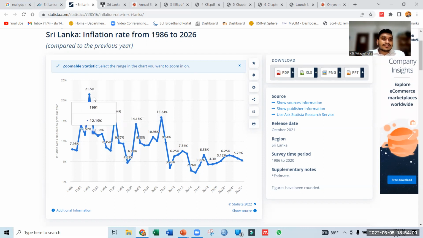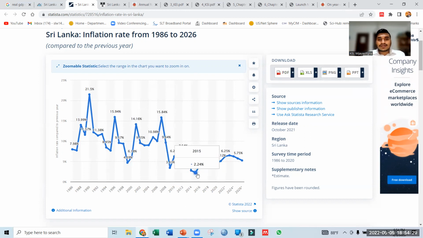So you see there are certain years that there have been high inflation, especially in 1990, and then you see there have been a drop. Then in 1996, the year we won the World Cup, it has been 15.94. Then it has gone drastically down. In 1999, it was like 4.69. So 21.5 has been the highest during the past 3-4 decades.